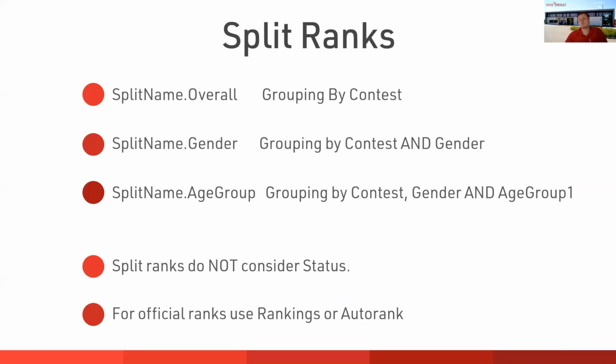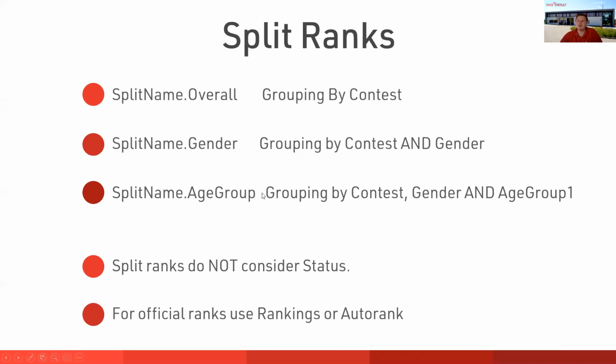Another thing is split ranks. We talked about them, but now let's have a look at them. So if you call split name.overall, you will receive your overall ranking with a grouping by contest. If you call the split name.gender, or even in the participant window, if you select the overall ranking or the gender ranking, then with a gender ranking, you will have a grouping by contest and gender. And with the age group ranking, you will have a ranking grouped by contest, gender, and age group 1.